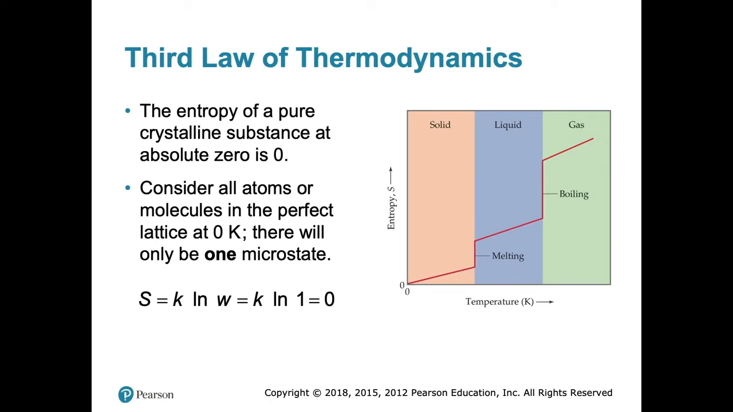So when you put it into the Boltzmann equation and take the ln of the microstates, what is the ln of one microstate? It's 0. And then 0 times the Boltzmann constant gives you what? 0. And so that's why the entropy is 0. Does that make sense? So again, don't get confused about the difference between a natural log and a log. Natural log is different from just a regular log.